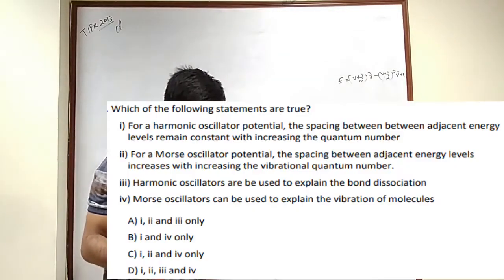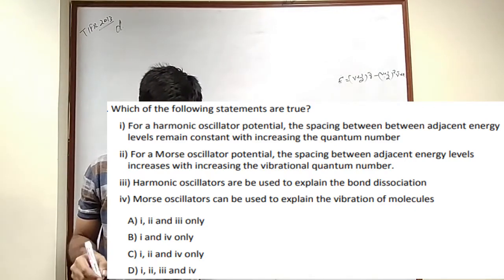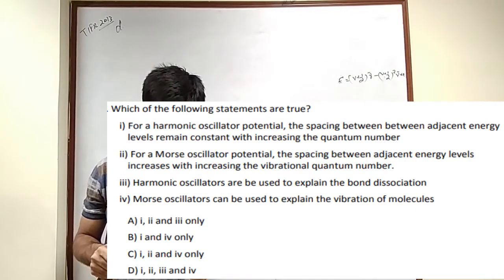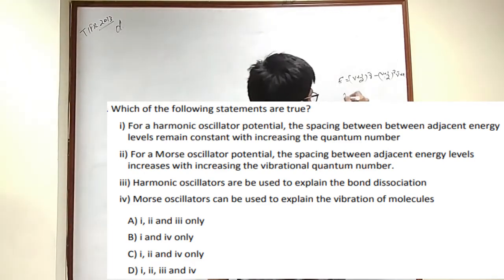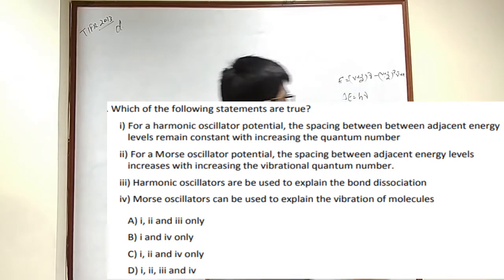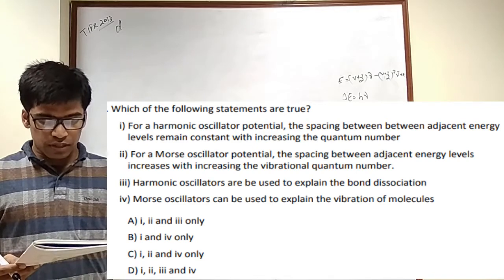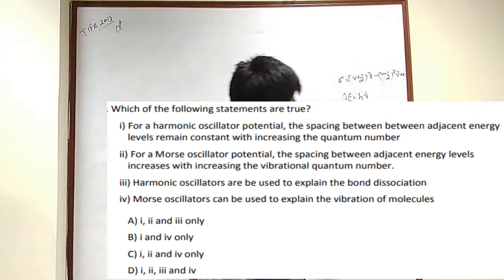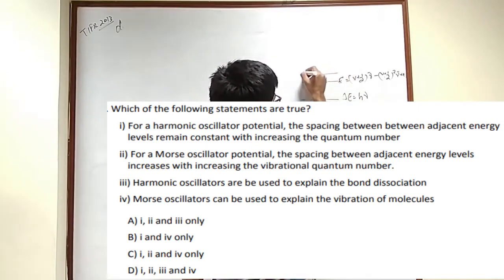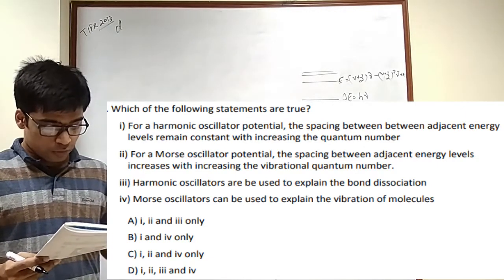The next question is from TIFR 2015, and it says, which of the following statements are true? For a harmonic oscillator potential, the spacing between adjacent energy levels remains constant with increasing quantum number, which is true; we had seen that delta E is equal to h nu. The second statement is, for a Morse oscillator potential, the spacing between adjacent energy levels increases with increasing vibrational quantum number, which is not true. We had seen that the energy levels come close. That means the difference goes on decreasing as the vibrational quantum number increases. So that is wrong.